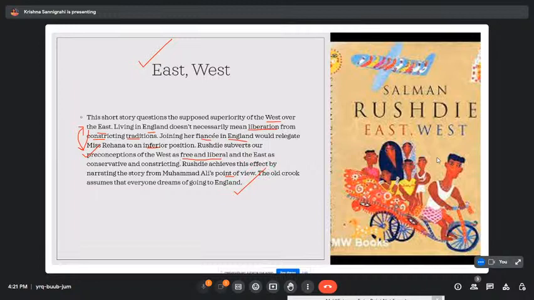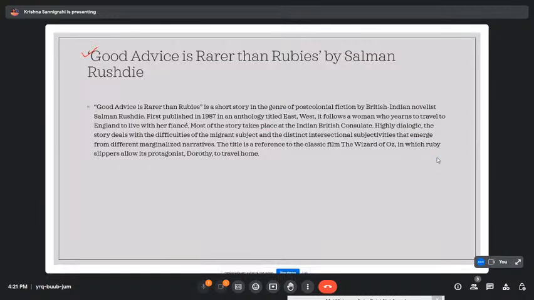Next, there is another story, Good Advice Is Rarer Than Rubies, by Salman Rushdie. So he says that good advice is rarer than rubies. It's a short story in the genre of post-colonial fiction. Why post-colonial? If you remember, when we discussed the trajectory of English in India, whatever is written in English in India after India gained independence is termed post-colonial literature. We have discussed post-colonial theory when we did literary theory as well.